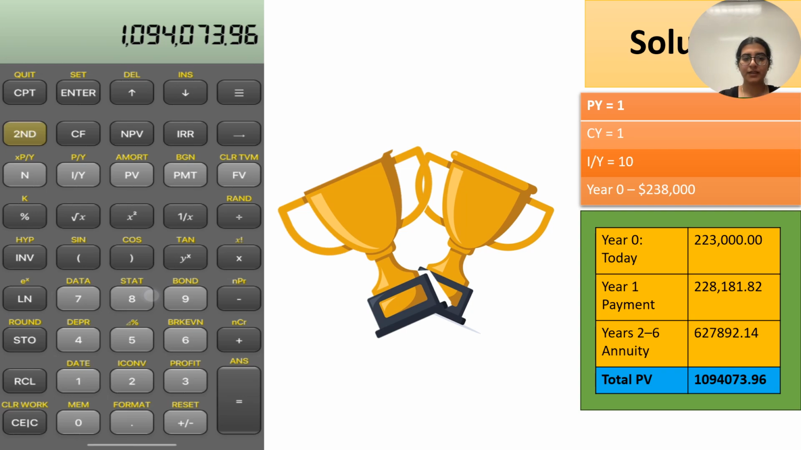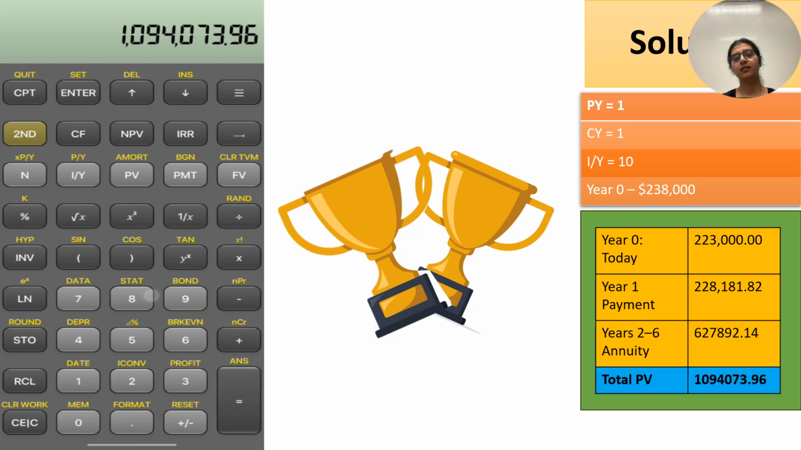So firstly I will press second, CLR TVM, and here n equal to 5 because it's a 5-year ordinary annuity, and our interest rate is 10%. The payment here is 182,200 and future value equal to 0. So now we will press CPT and then present value. The present value at year 1 is $690,681.35.